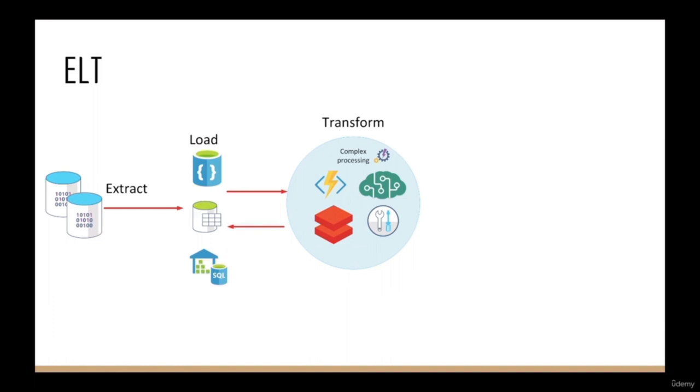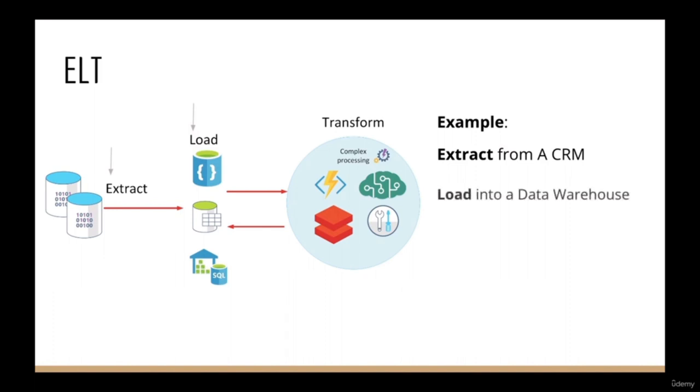So as we said, the E stands for extraction, and this first step involves copying data from the source system, for example, a CRM. The L stands for loading, and during the loading step, the pipeline replicates data from the source into the target system, which might be a data warehouse or a data lake. The letter T stands for transformation. So once the data is in the target system, organizations can then run whatever transformations they need.